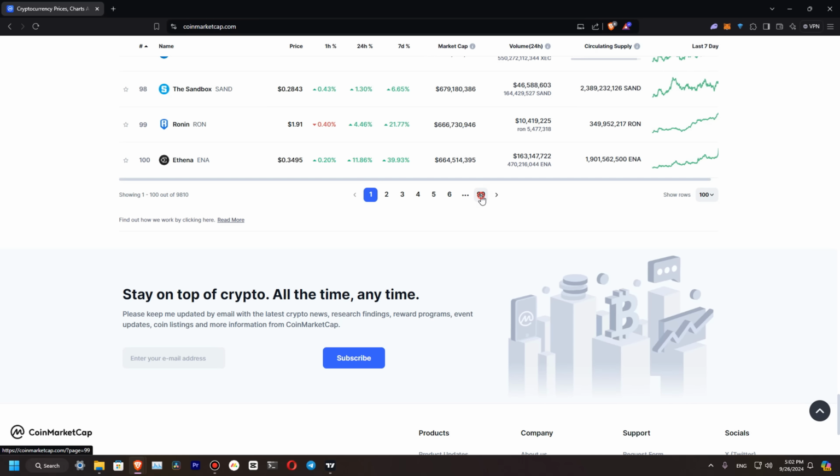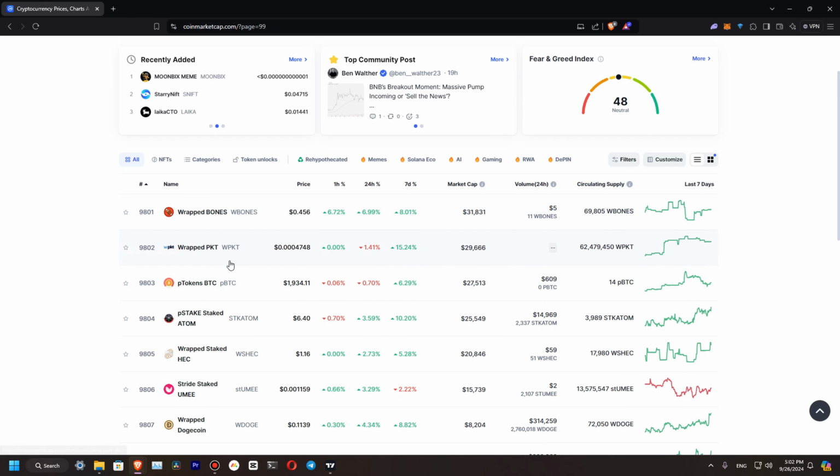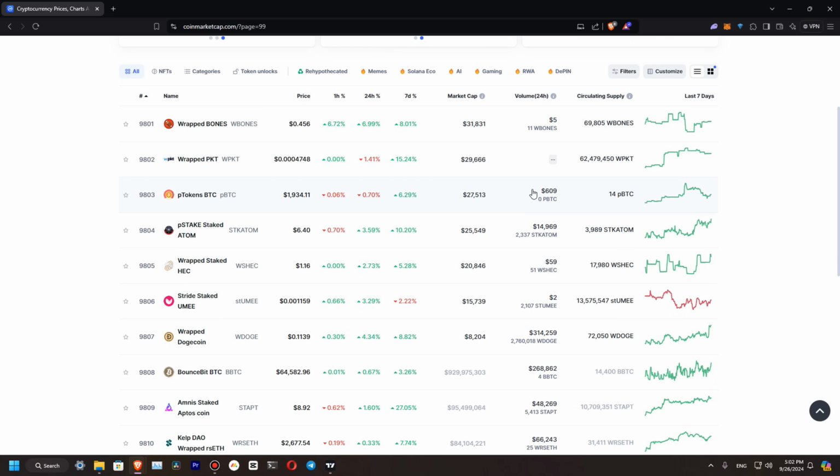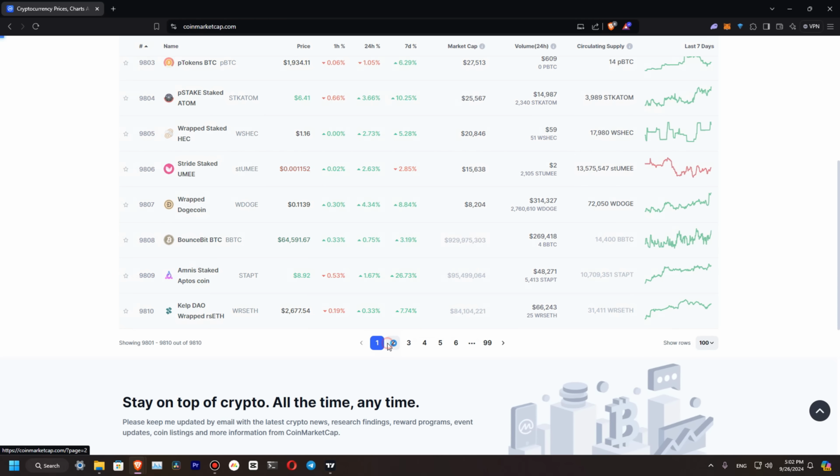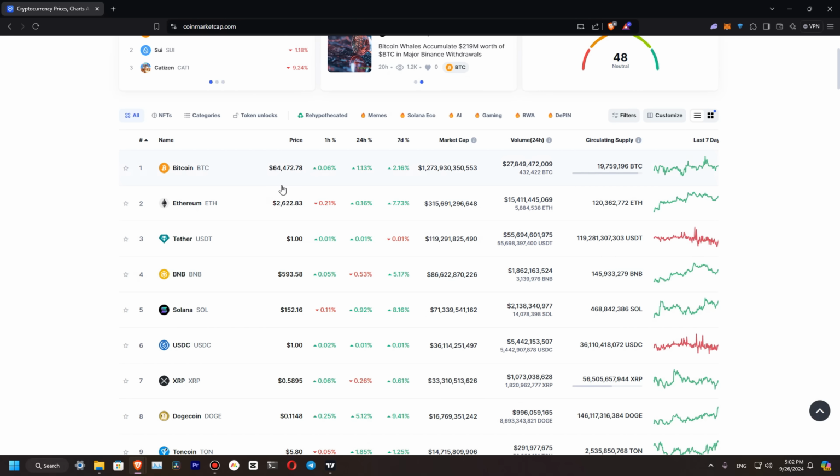Let's go to page 99. And you can see that here we are looking at coins with a volume of $5, coins nobody talks about. So this is a great place to research a coin you're planning to trade.